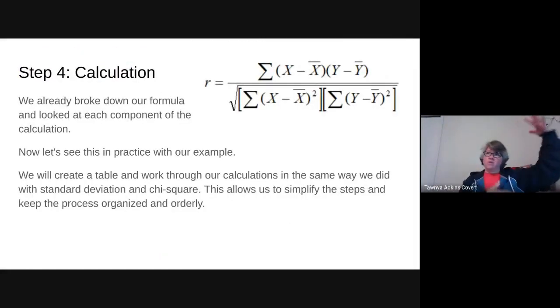Okay, so let's run through the calculation part. Now that we understand where those critical values come from, let's run through the calculation. We already broke down our formula before. Let's do a practice of how to calculate correlation. What I want you to do is the same thing that you did when you were doing standard deviation and chi-square. Because it's a multi-step calculation, create a table, keep it clean and organized, and then you just work your way through the table in the steps of the calculation.